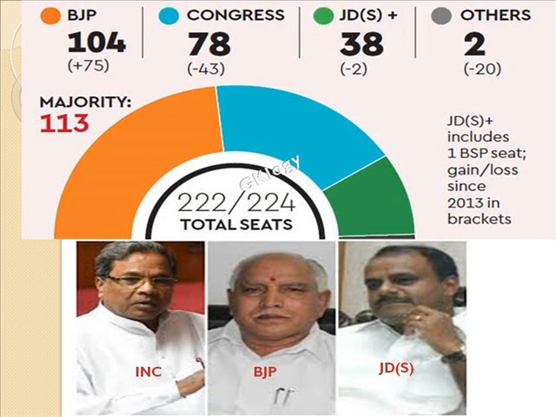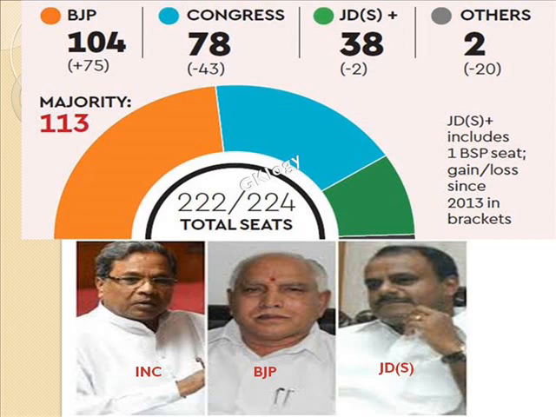So the major tussle was between 3 candidates. Through Indian National Congress, Siddaramaiah ji, who was also the ex-Chief Minister or the previous Chief Minister of Karnataka, contested. The BJP candidate was B.S. Yedurappa ji. And from Janata Dal Secular, H.D. Kumaraswamy ji, who is the current Chief Minister of Karnataka, contested the elections.